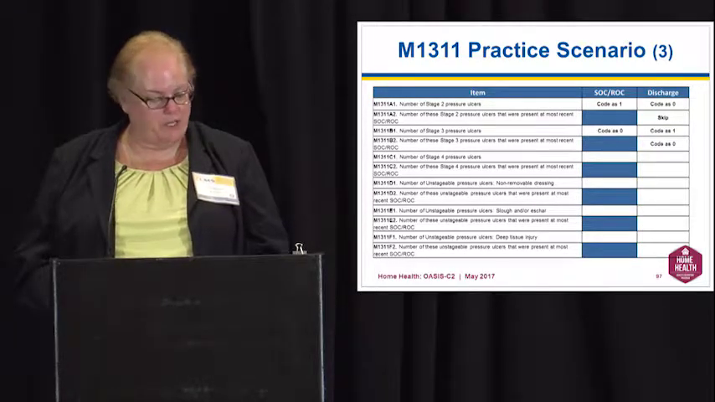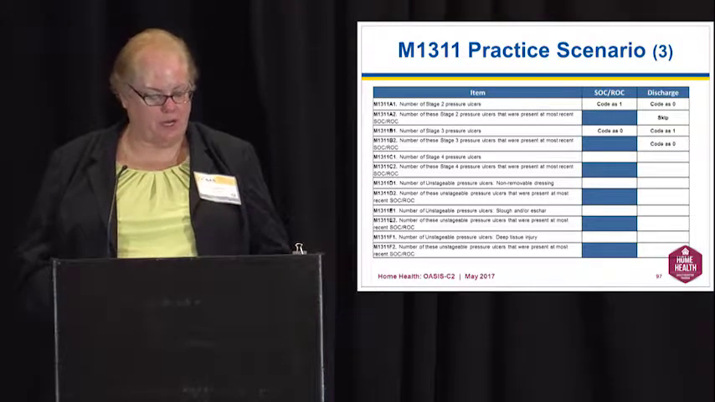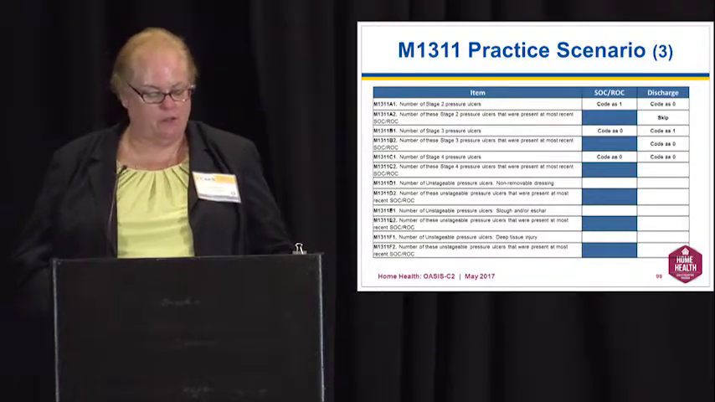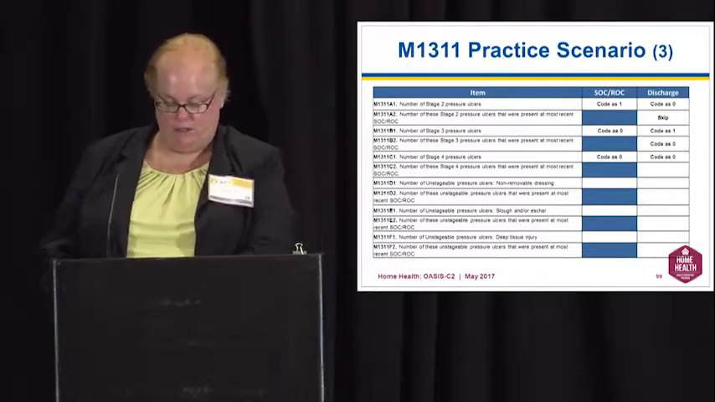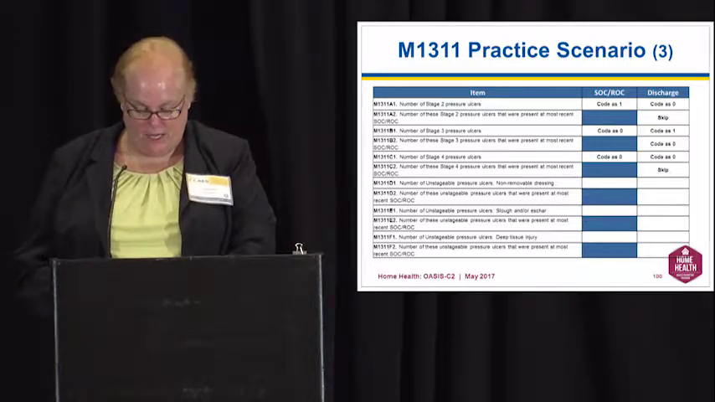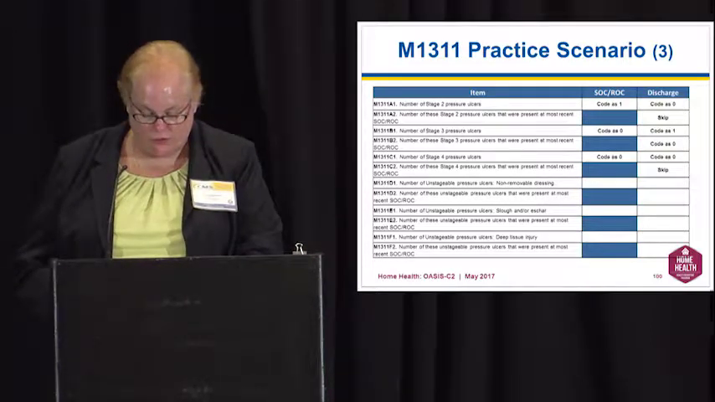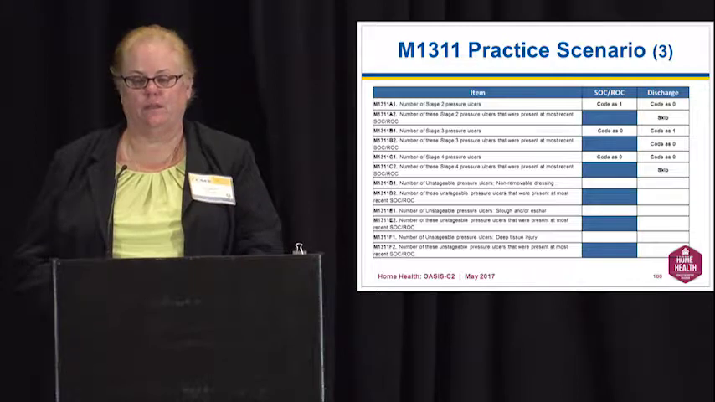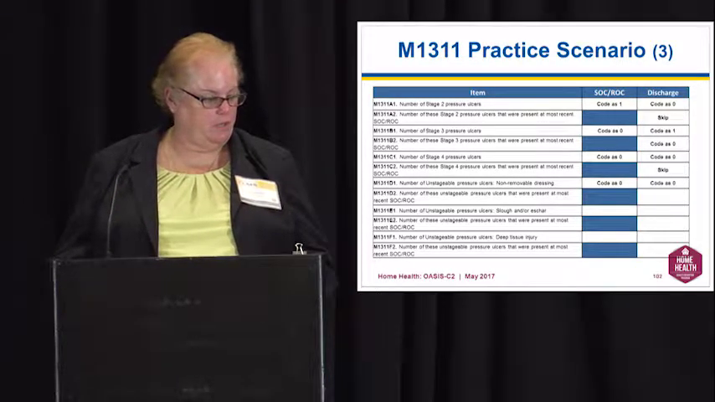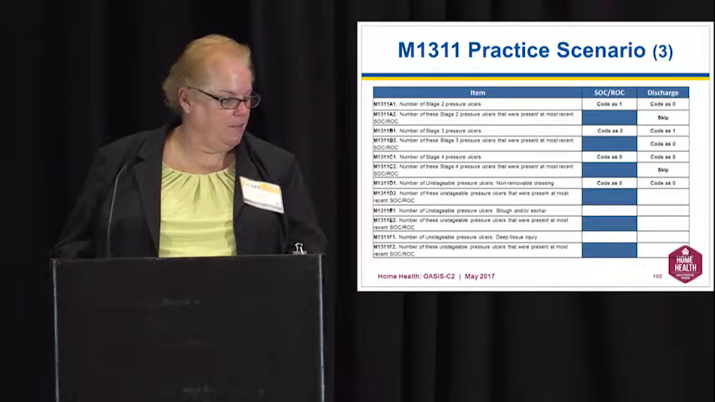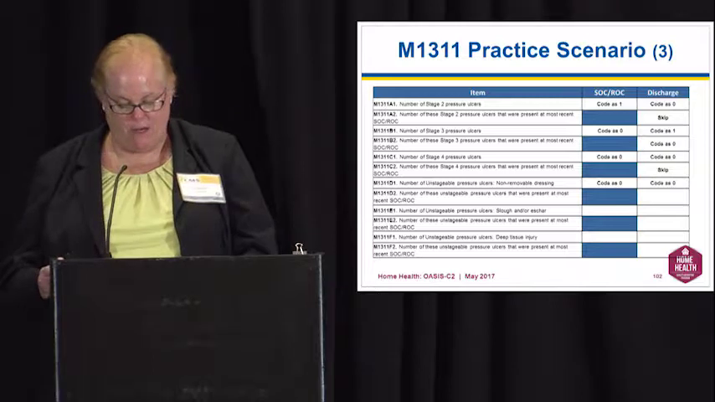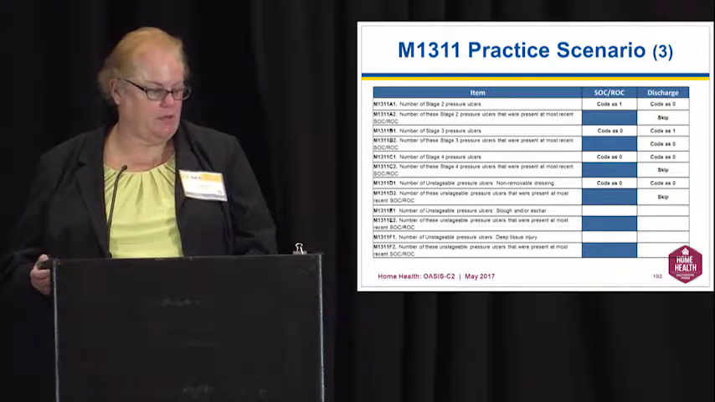So how about the number of stage 4 pressure ulcers? SOC/ROC? How about at discharge? Okay. How many of those stage 4s were present on a skip? Okay, really is what that one is. And then number of unstageable pressure ulcers, non-removable dressing. Right? How many of those at discharge? Good. Okay. And then how many were present at the most recent SOC/ROC? 0, or skip on that one.